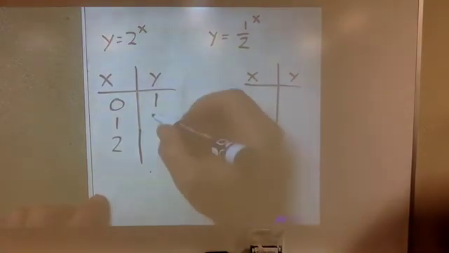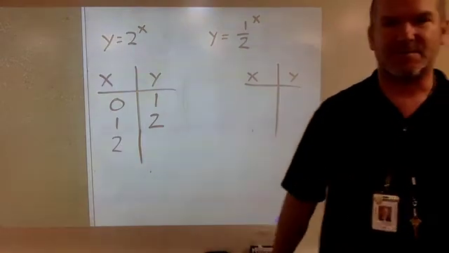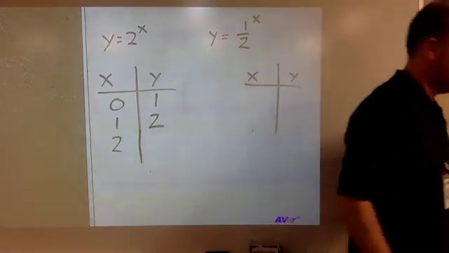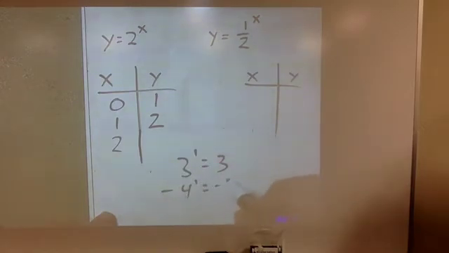Anything to the first power just equals itself. So 2 to the first power is just 2. If it was 3 to the first power, it would equal 3. If it was negative 4 to the first power, it would equal negative 4. If it was 5,436 to the first power, it would equal 5,436.